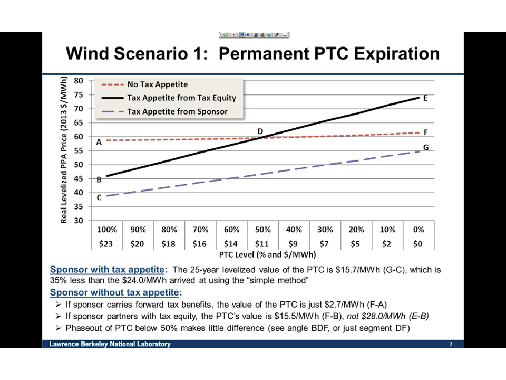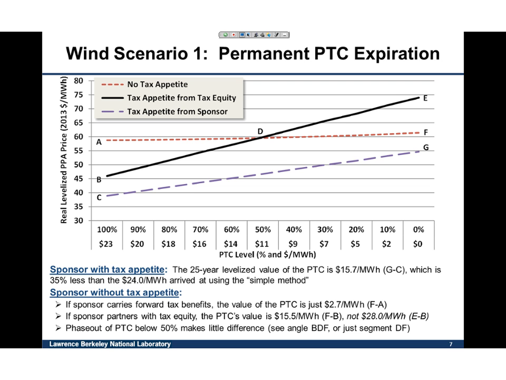As you can see, the sponsor with tax appetite has the lowest PPA price at any PTC level because it can use all of the tax benefits in real time, and it can do so without having to call in expensive tax equity. The value of the PTC to this sponsor with tax appetite is simply point G minus point C, which comes to about $15.70 per megawatt hour.